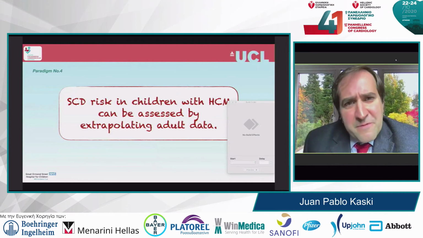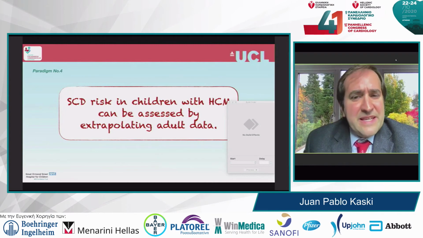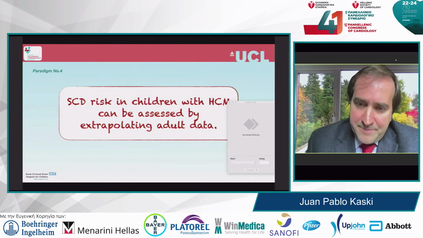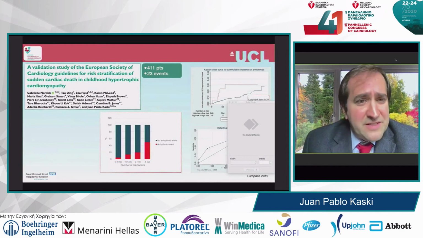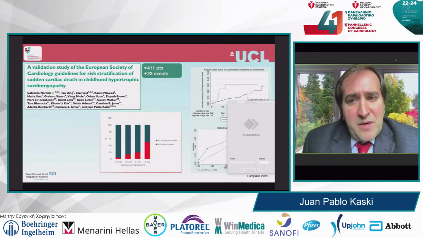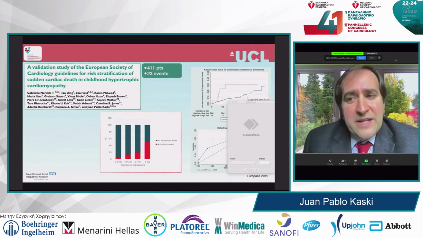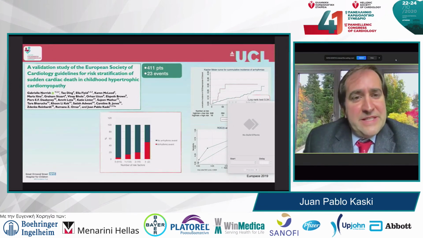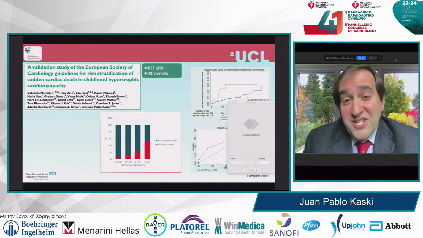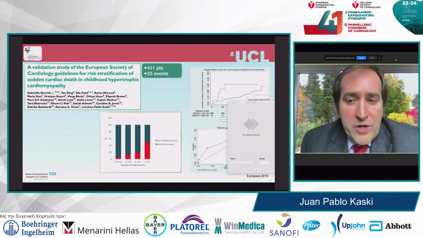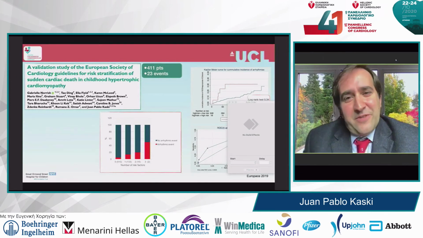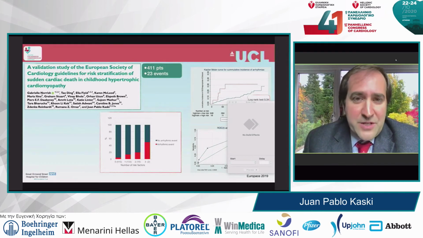So this is, again, the final paradigm that sudden cardiac death risk in children with hypertrophic cardiomyopathy can be assessed simply by extrapolating adult data. So we looked at this last year in a UK cohort, and whilst we found that, yes, those with more risk factors were more likely to have a major arrhythmic event, the majority of children and teenagers who die suddenly from hypertrophic cardiomyopathy actually have zero risk factors or possibly one of the conventional risk factors. And so the positive predictive value and the C statistic of the current approach is very, very poor. So we can't really use this.